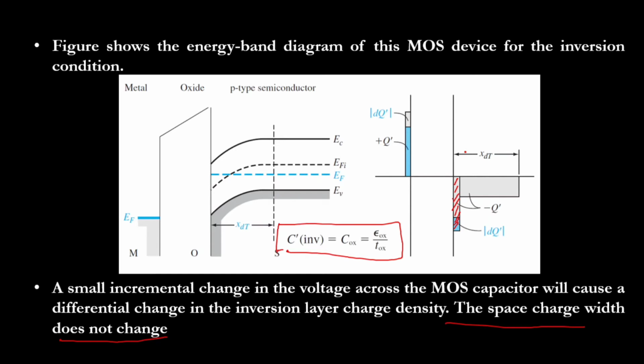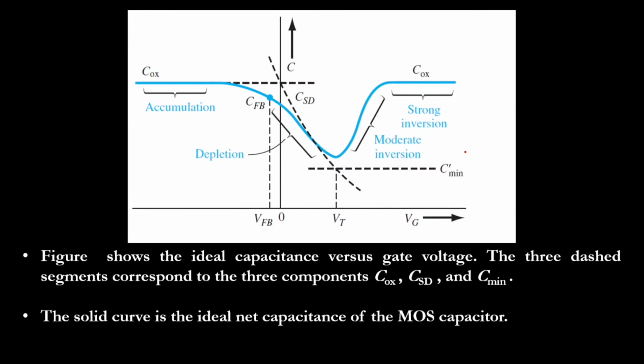When we draw these three conditions together, we will get this diagram. This diagram basically says what? Voltage and capacitance. On the x axis you are applying a gate voltage, and on the y axis the capacitance.